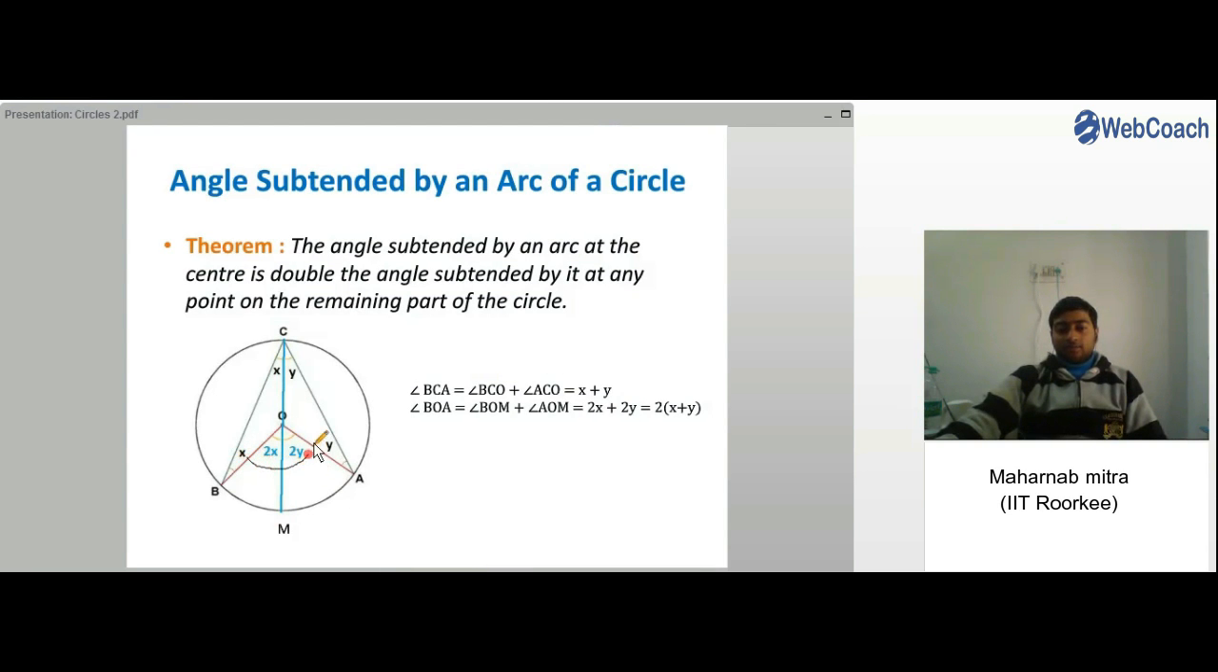And if you see the central angle, what is the measure of this? It is 2x plus 2y, or we can take 2 common, and it is 2 into x plus y. So can you see, this angle is x plus y, but the central angle is twice of x plus y. Or we can say BCA, which is x plus y, is half of angle BOA, which is twice x plus y. This angle is half of the central angle, right?